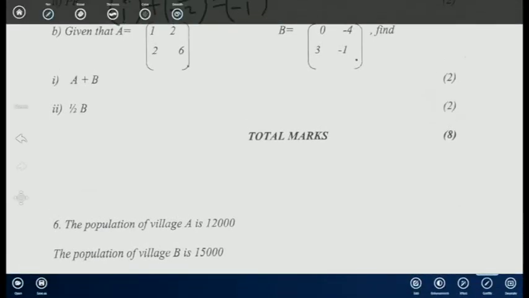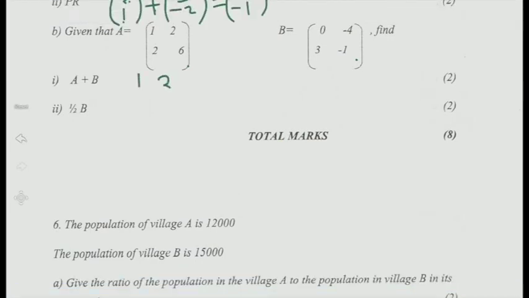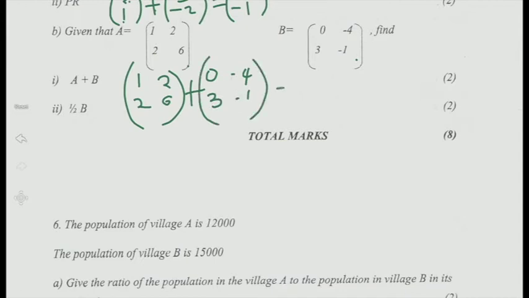So A plus B, we have 1, 2, 2, 6 plus 0, negative 4, 3, negative 1 is equal to 1. This is how you add. This is how we add.